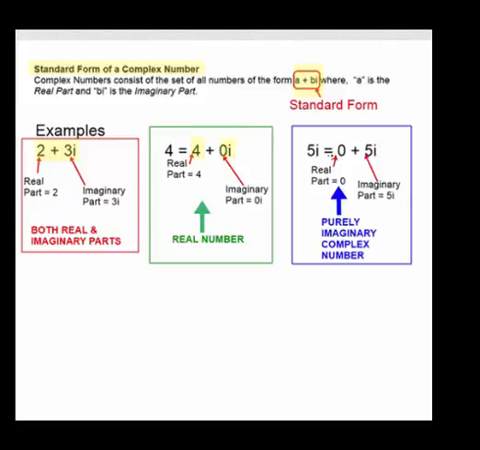We also have the example 5i. We call 5i a purely imaginary complex number. It has a real part of 0 and an imaginary part of 5i. All three of these are complex numbers. Only the middle number is what we call a real number because it has a 0 imaginary part.